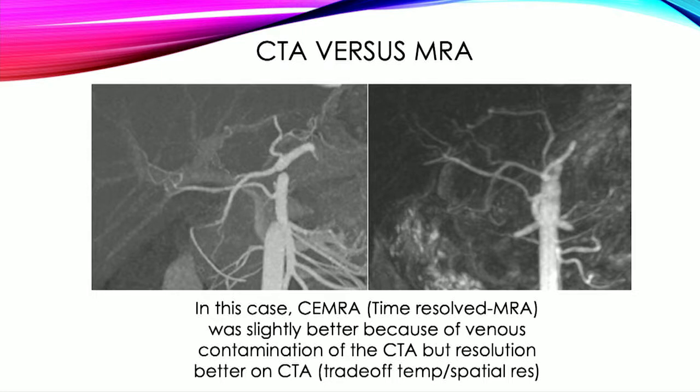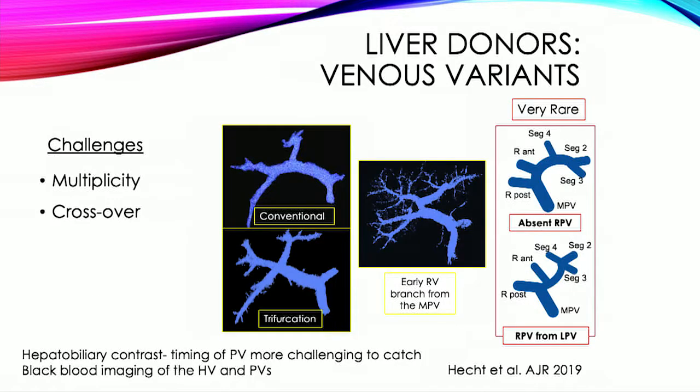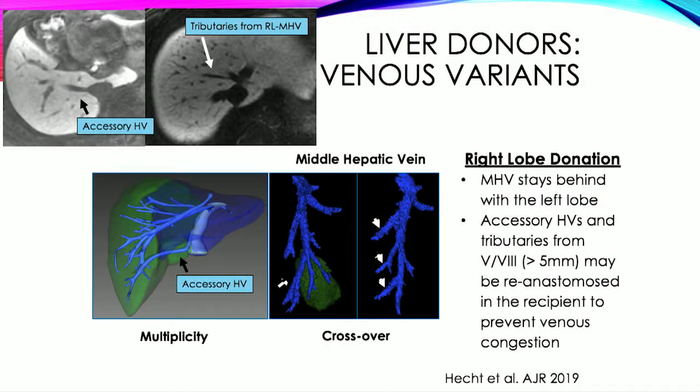But again, timing is very difficult, sometimes with MR and with CT, and so having multiphasic imaging with MR gives you sort of an option to have a couple of tries and hopefully be successful. Again, same thing in terms of multiplicity and crossover is relevant for the venous anatomy. They're just illustrations here taken from MR and CT data, but we'll talk more about arteries today.